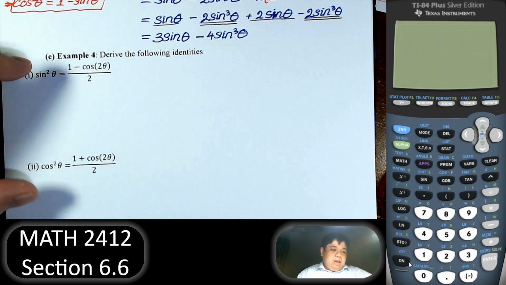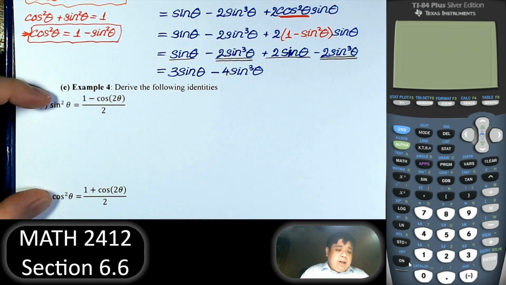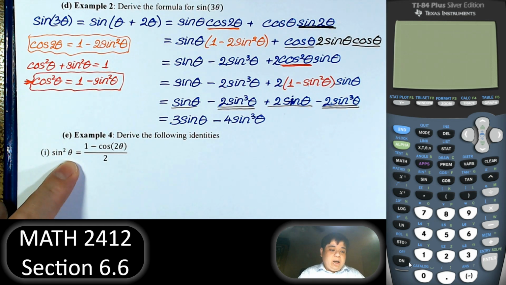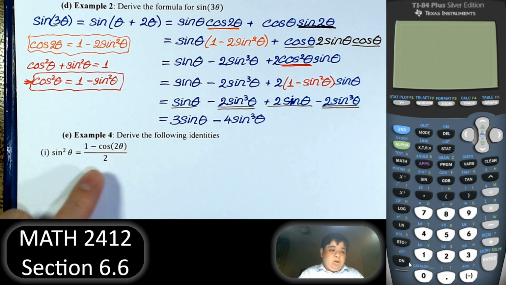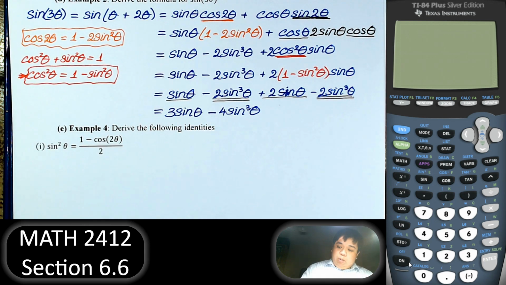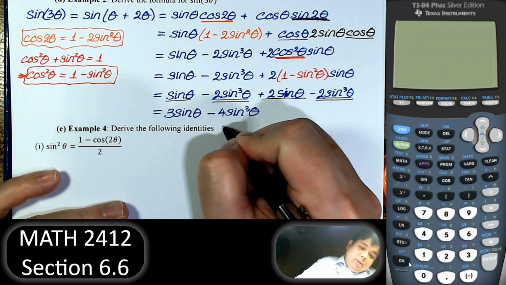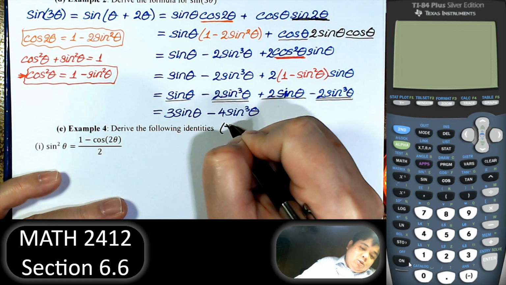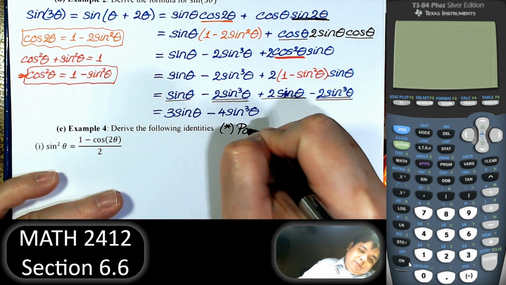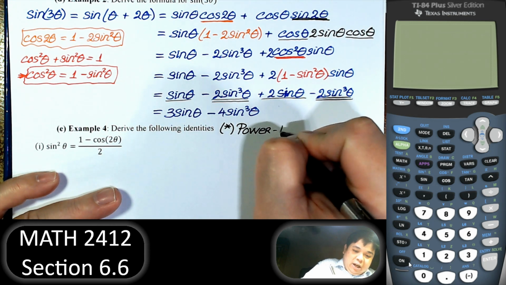The next identities, what we call here, those are power reducing. So we reduce from a sine square to a double angle, but we no longer have power on this side. So this is called power reducing identities, which will be very important in calculus 1.